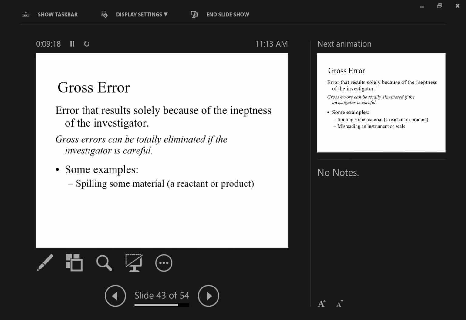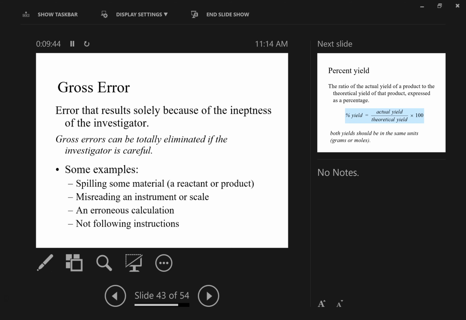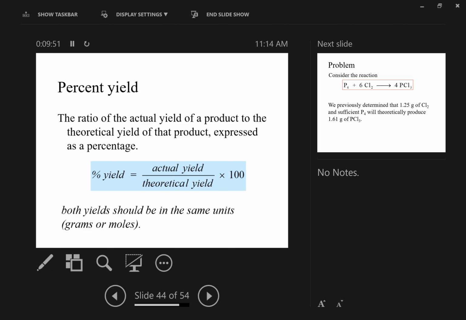So for instance, if you spill some material along the way, that's a gross error. That's an oops. It wasn't in your write-up. If you misread one of the things that you're measuring, it's an oops. That's not inherent, and it would potentially throw off what you end up getting back. If you calculate something wrong, or if you don't follow instructions, those are gross errors. So gross errors are associated with the experimenter, not the experiment.